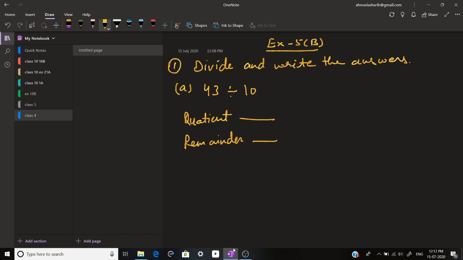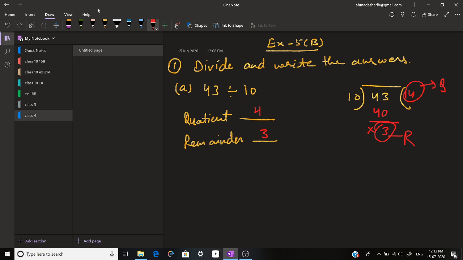So students, first of all, I'm going to divide 43 by 10. So 10 fours are 40 and 3 is the remainder. So this number is called quotient and this is called remainder. Okay, so the quotient is 4 and the remainder is 3. Fine.